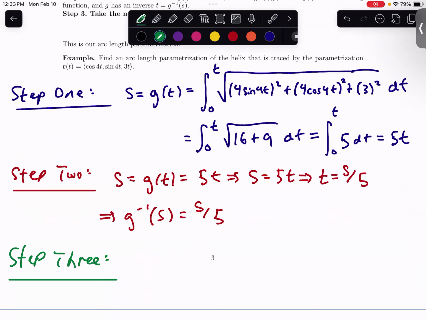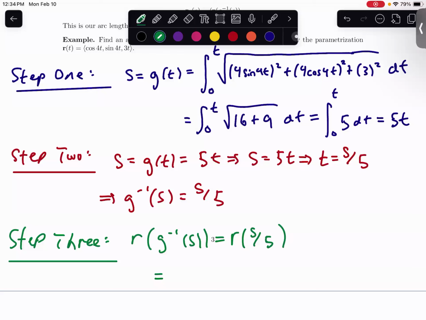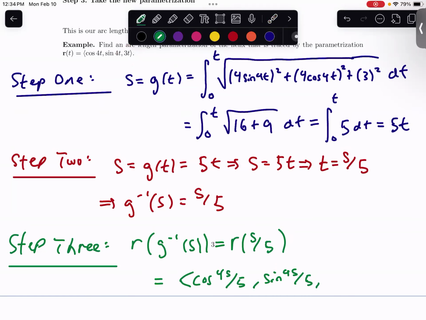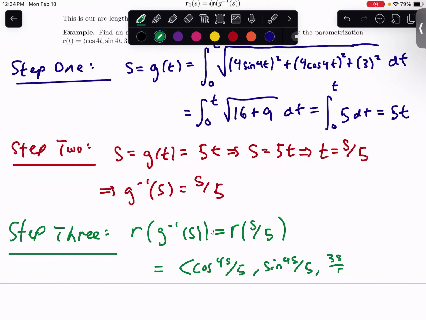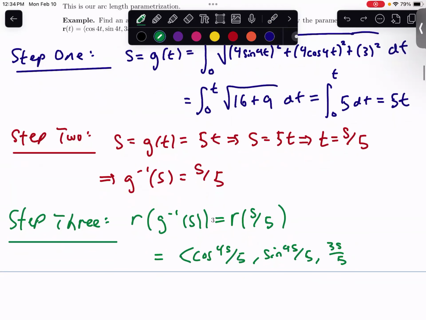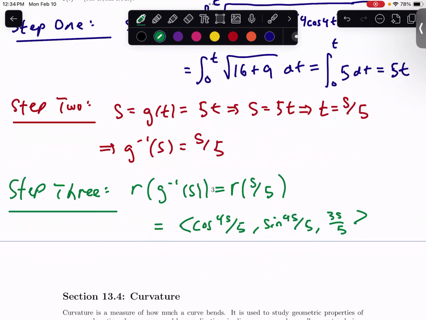So for step 3, all you do is take your original parameterization R and plug in G inverse of S. So this is really doing R evaluated at S over 5. Anywhere you see a t, you just replace it with S over 5. So this is going to be equal to cosine of 4s over 5, sine of 4s over 5, and then 3 times s over 5, so 3s over 5. Right, so this is the new parameterization you have.